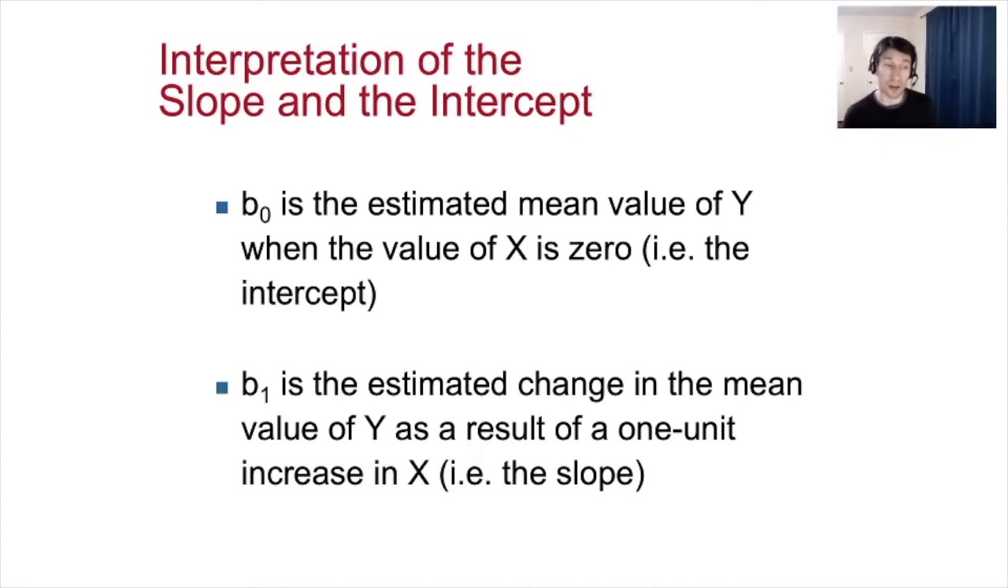Now b1, on the other hand, is the slope of the line. How do we interpret the slope of the line? Well, that is the estimated change in the mean value of y that results from a 1 unit increase in x. Again, this should make sense to you because that is the definition of the slope. X increases by 1 unit, then y increases by how much? By the slope. So your intercept is the estimated mean value of y at 0, and your slope is the estimated change in the mean value of y for a 1 unit change in x.